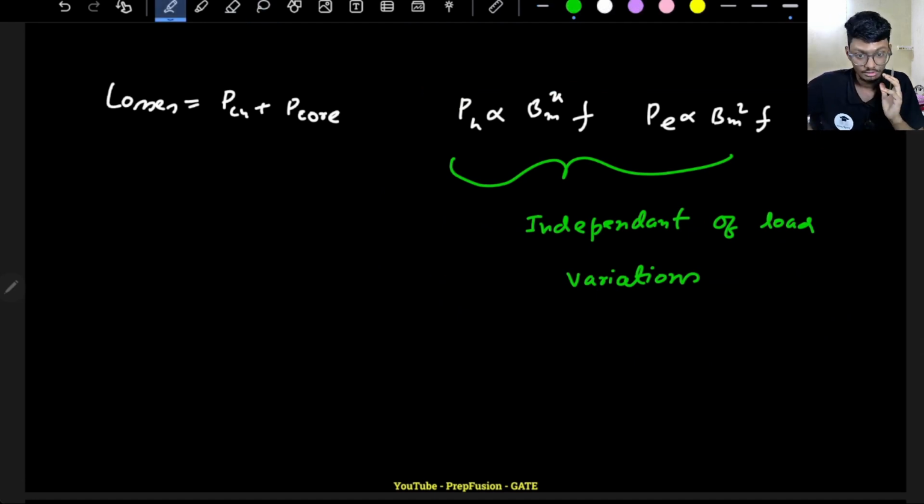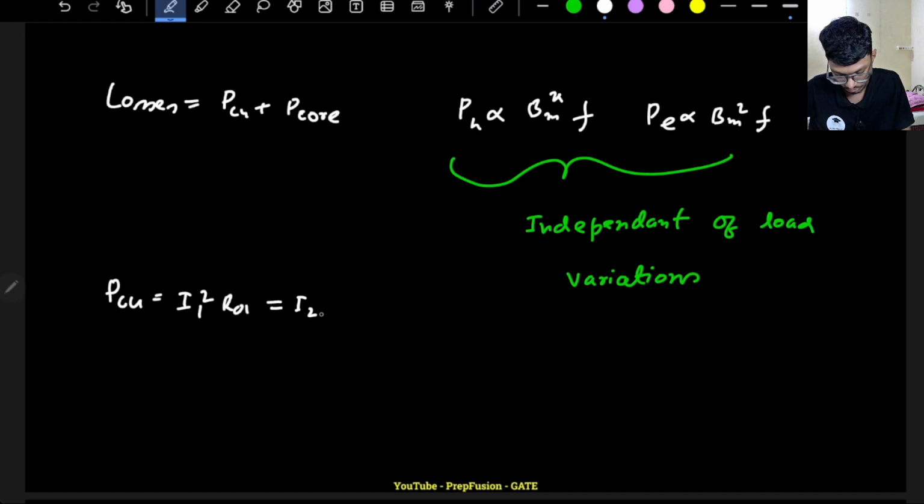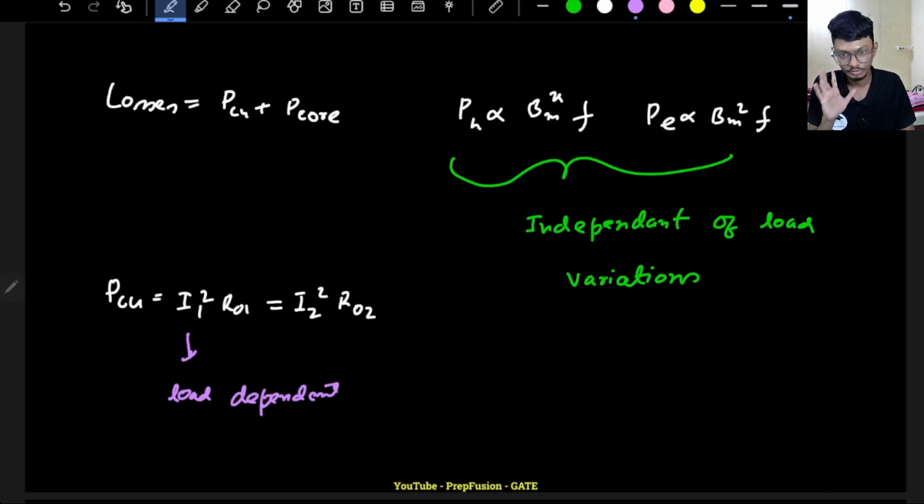Now what about the copper loss? Copper loss we had already discussed: P_cu is equal to I1 square into R01 or I2 square into R02. So I can directly say that it is I1 square into R1 or I2 square into R02. Here it is directly load dependent, so it will depend on load. These are the things that you need to keep in mind.